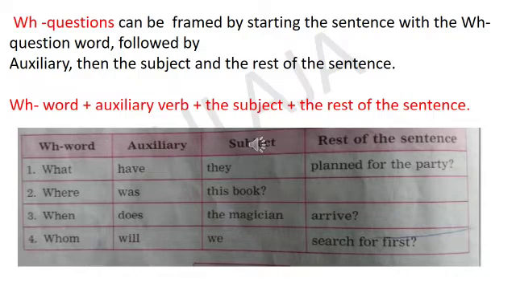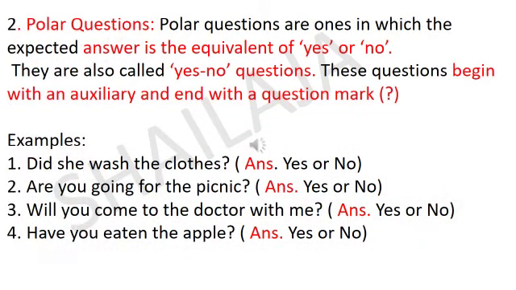When does the magician arrive? Similarly, fourth one. WH word, auxiliary, subject, and rest of the sentence. Tell me, children. Whom will we search for first? Clear, children? So we have seen WH questions and how to form them, framing WH questions.